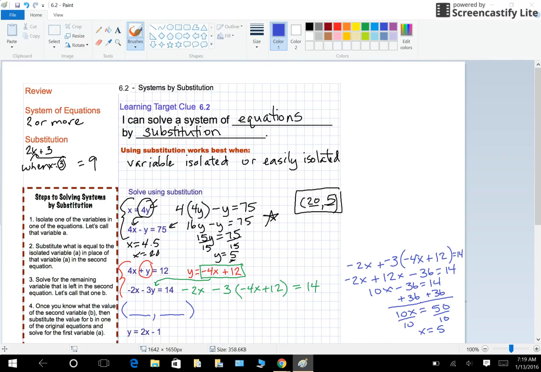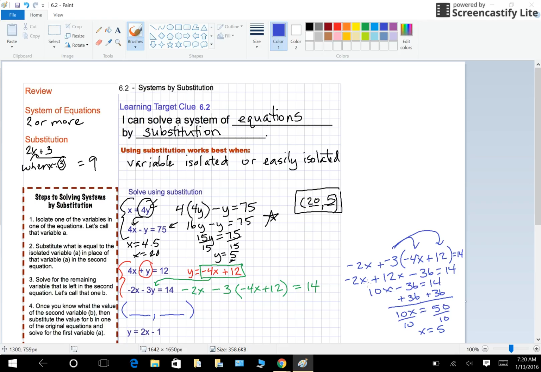Okay, so I went ahead and did the work over here on the side, and you can see that I had negative 2x plus negative 3 times the quantity of negative 4x plus 12 equals 14. I used the distributive property, and I want you to notice that I said this minus 3 was plus a negative 3, so that I multiplied my negative 3 times everything inside the parentheses. I ended up with negative 2x plus 12x, because negative 3 times negative 4x is positive 12x. Negative 3 times 12 is negative 36, equals 14.